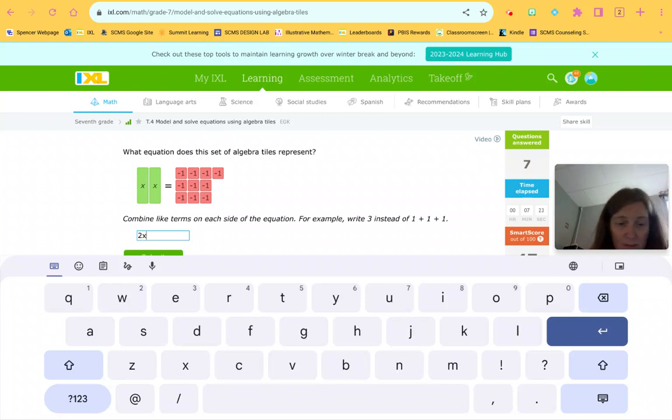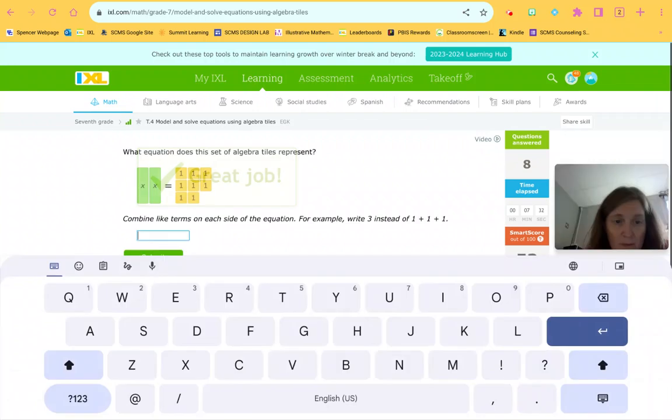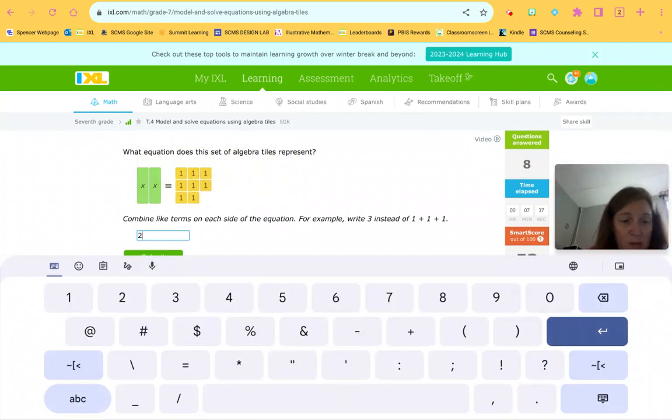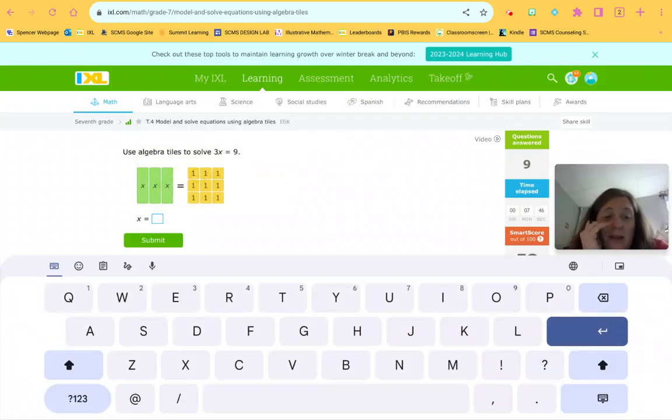2x equals, this is negative 3, 6, 9, 10, negative 10. And 2x equals 3, 6, 8. So this is 2x equals 8. And this one has you solving because it says what x equals. So this one is if 3x equals 9, we need to solve for x. So 1x would equal 3. You would simply do 9 divided by 3.